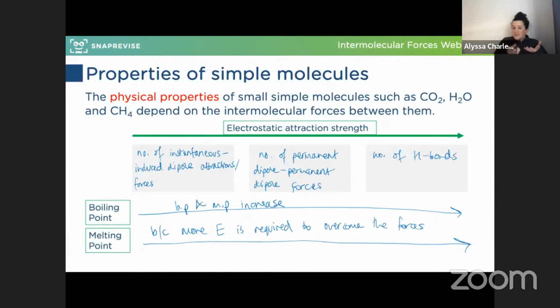And you could be very specific in an exam question. You can talk about more energy is required to overcome the hydrogen bonds or whatever it is, if you have been asked about something specific. Now, this is why I like to say overcome, not breaking bonds. I want to talk about there being more energy needed to overcome the forces.